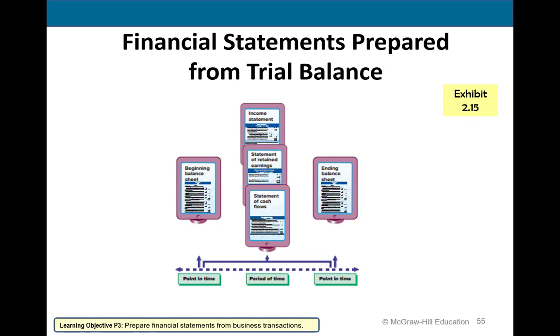As we've seen in the last chapter, after the trial balance has been prepared, we begin preparing the financial statements. We always begin with the income statement because net income from the income statement appears on the statement of retained earnings. After the income statement, we prepare the statement of retained earnings because the ending balance in retained earnings appears on the balance sheet. Next, we prepare the balance sheet and finally the statement of cash flows.